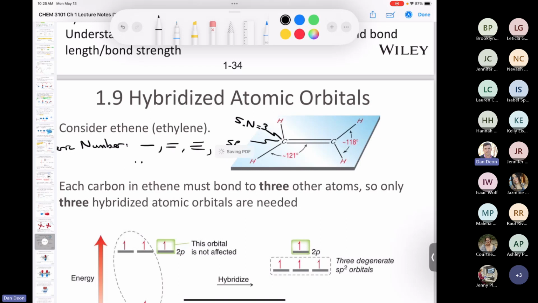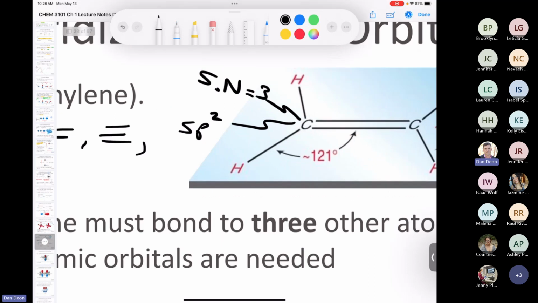Okay? Now where does sp2 come from? Well, if you look at that carbon, it's got 1, 2, 3 sigma bonds, but then it also has a pi bond. If you remember, a pi bond comes from the side-to-side overlap of two p orbitals.